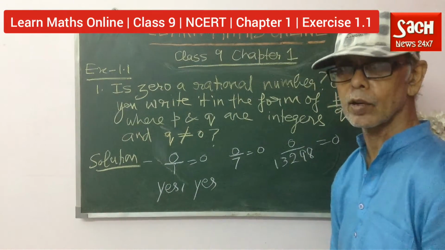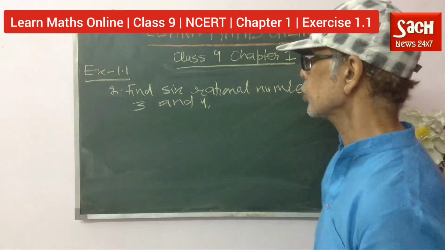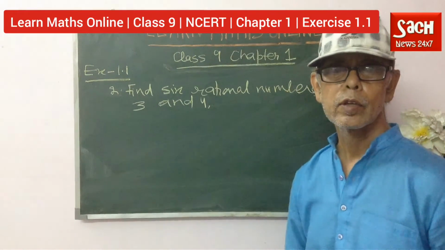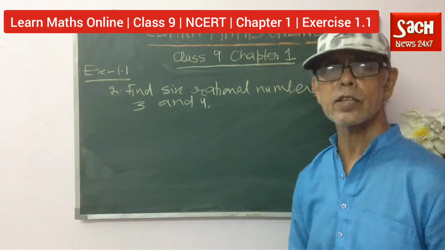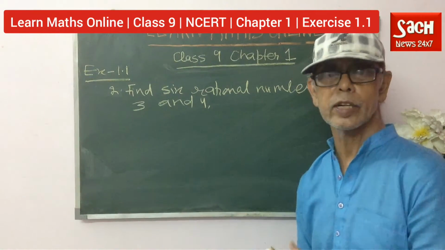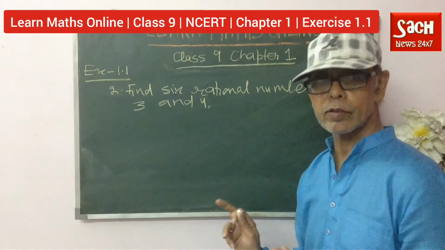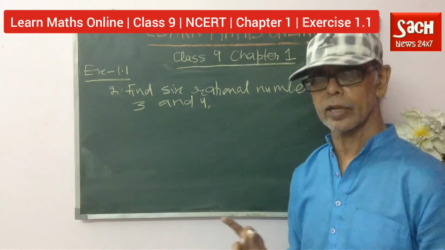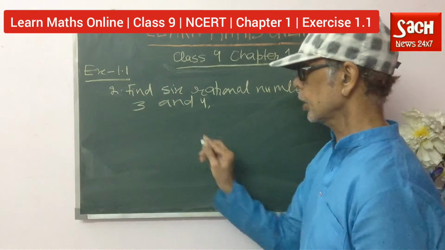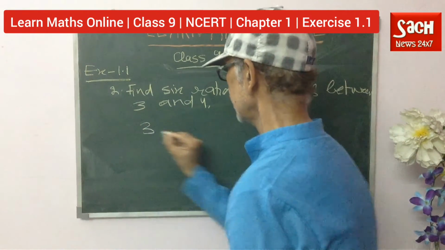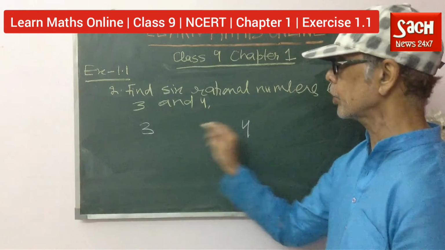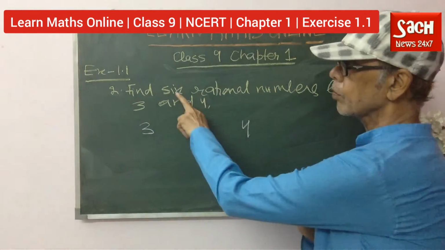Let's do the second question. The second question is: find 6 rational numbers between 3 and 4. So we have to find 6 rational numbers. We will do it with the first method as we did in the example, not with the second method, because the second method is a bit complicated. So with the first method, take the number 3 and then the number 4. We want to find rational numbers between 3 and 4. How many rational numbers? 6.